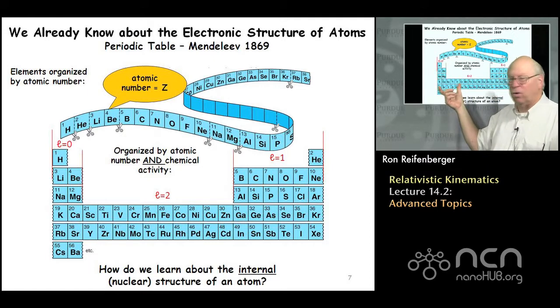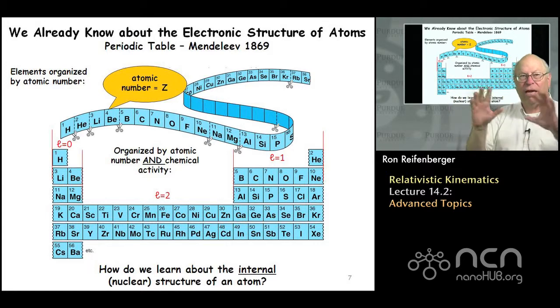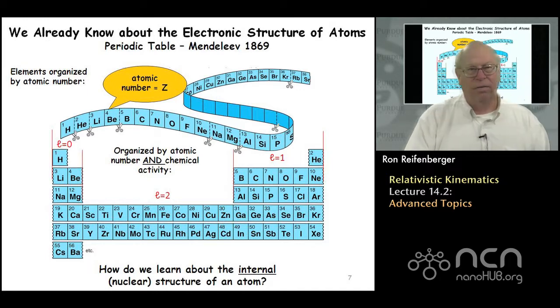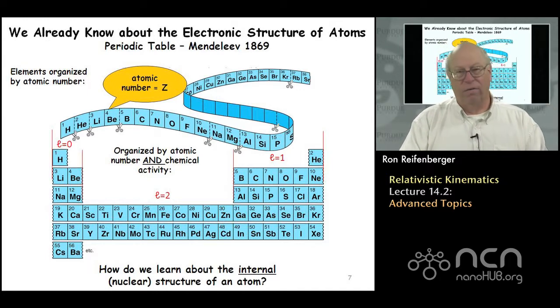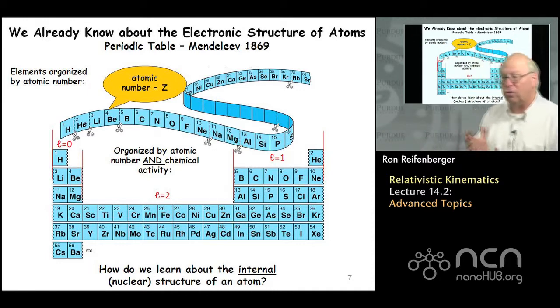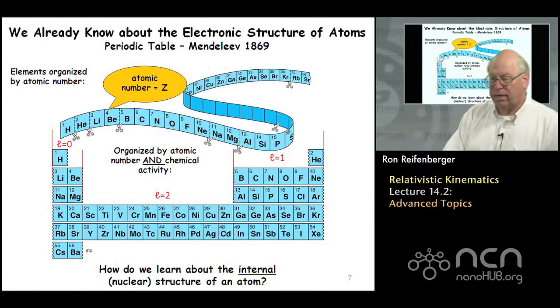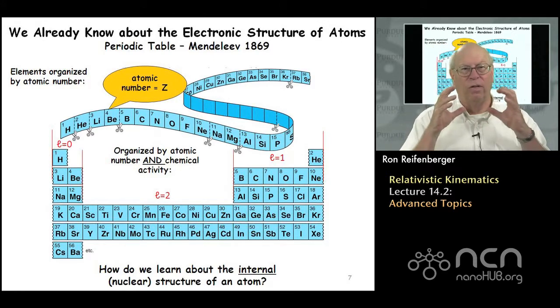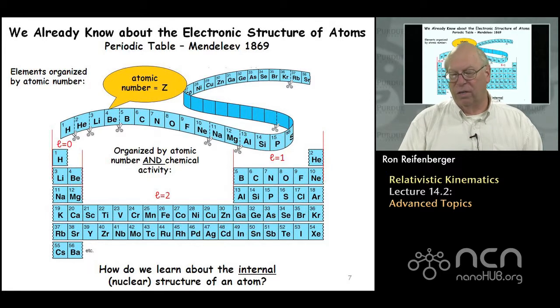Right? What we're attempting, of course, to do is we're attempting to understand the nuclear structure of an atom much in the same way that we understood the electronic structure of atoms. And of course, for the electronic structure of atoms, right, we've got Mendeleev who organized the periodic table and gave us a way to think about the chemical activity of atoms, of chemical elements that we find in nature. The question is, how do we learn about the internal nuclear structure of an atom? And by this I mean the nucleus, right? How do we learn more about the properties of a nucleus that comprise each element in this periodic table?